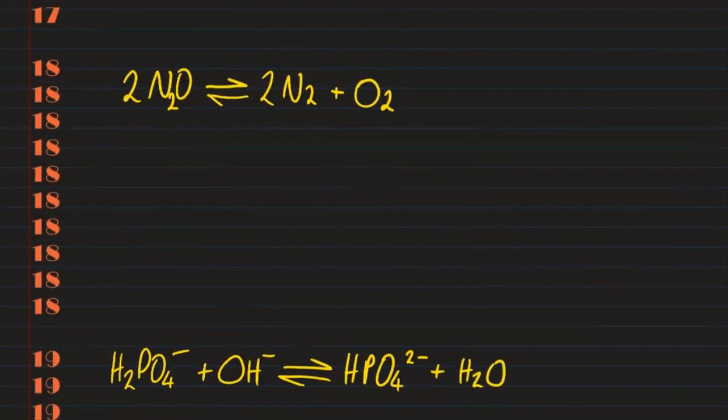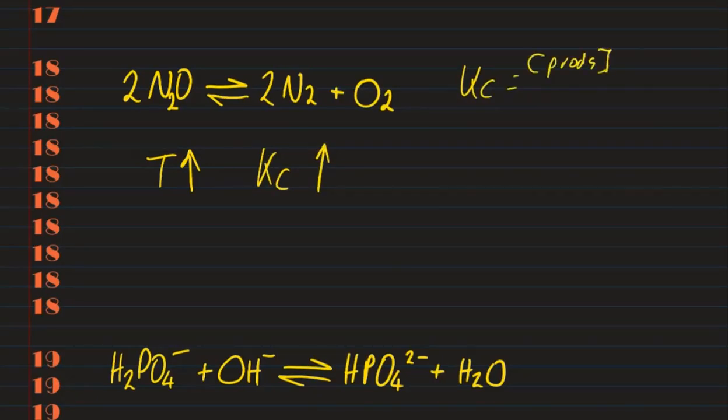So it looks like as the temperature increases, KC increases. And don't forget that KC is a measure of the concentration of the products over the concentration of the reactants. So if KC goes up, there's going to be more products, less reactants. That's going to get KC to increase.